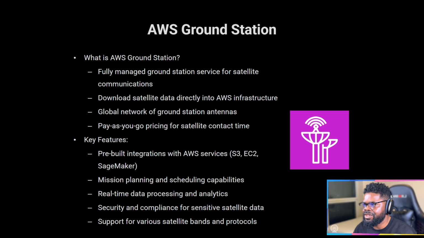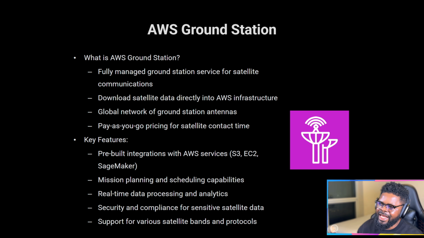So it's a fully managed ground station service for satellite communication. The whole idea is that you would be using AWS Ground Station to gather satellite data, right? So you can download satellite data directly to your infrastructure. And you know how it is. Once it gets to AWS, there's just so many things you can do with it, whether it's machine learning or whatever. So the global network of ground station antennas, obviously, you don't have to manage that. You don't have to buy one. You are just plugged into AWS Ground Station, and then you're set up and you're good to go, right?